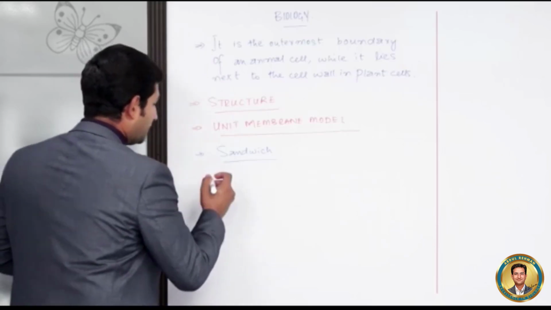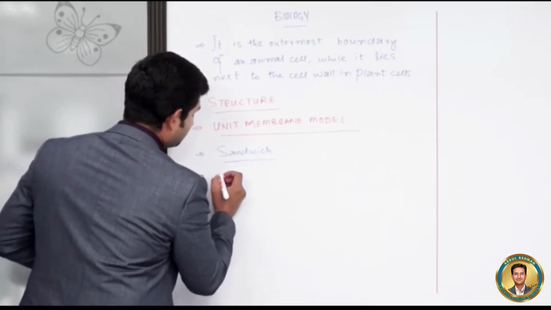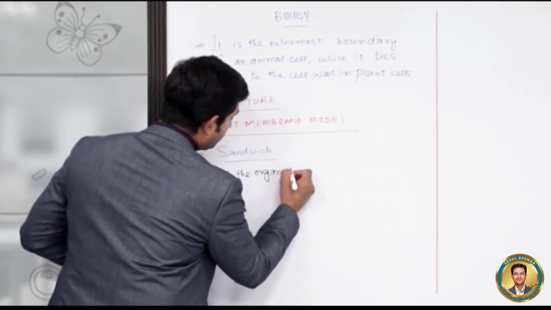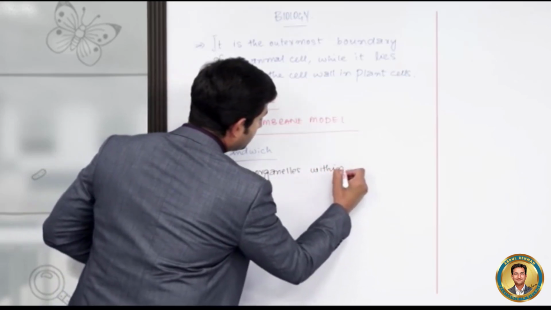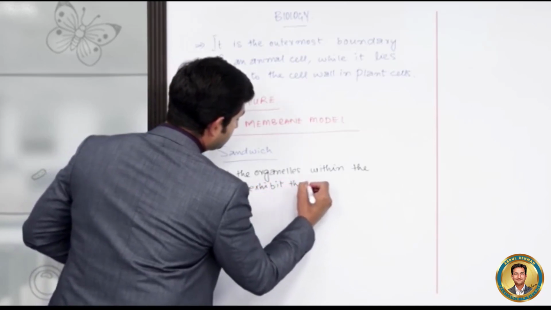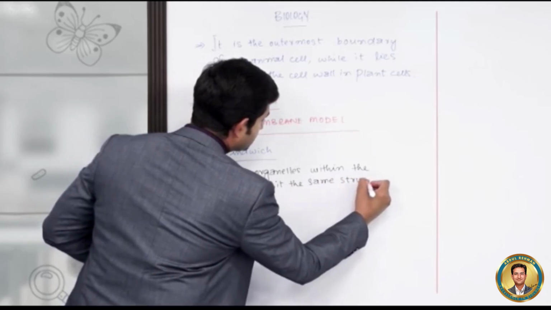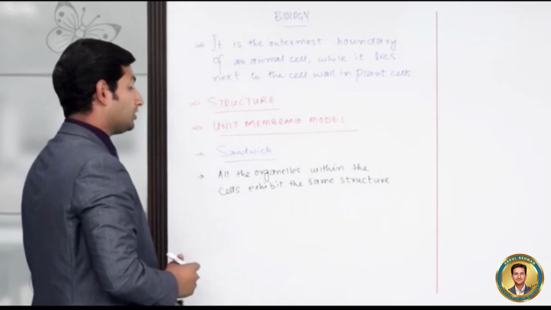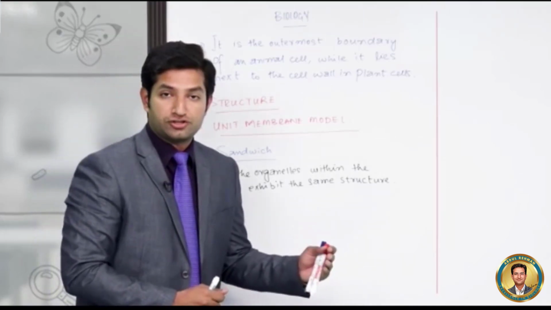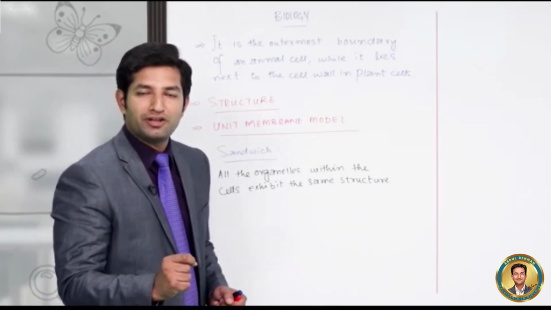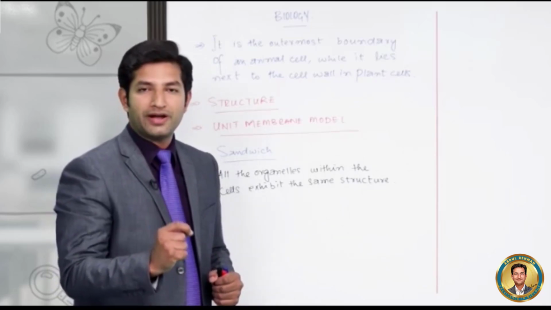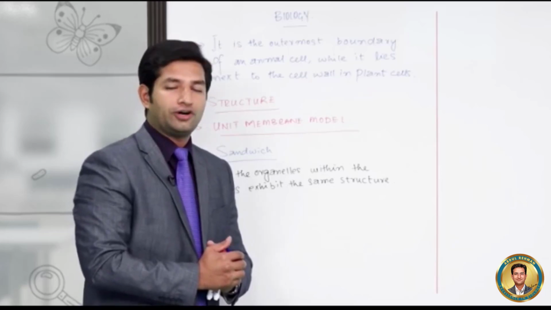Now, if we talk about it in a little more detail, different scientists explained that all the organelles within the cells exhibit the same structure. Okay, now the question is, what does this statement mean? What does it mean that all the organelles exhibit the same structure? It means that all of the membrane-bound organelles present inside eukaryotic cells have the same phospholipid bilayer backbone inside all of their internal or external membranes.